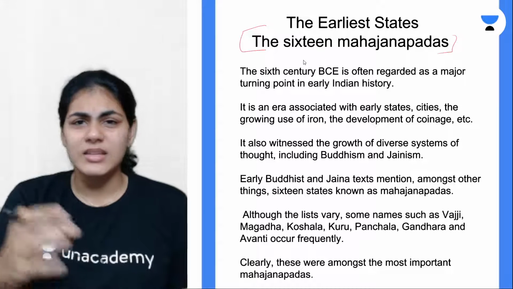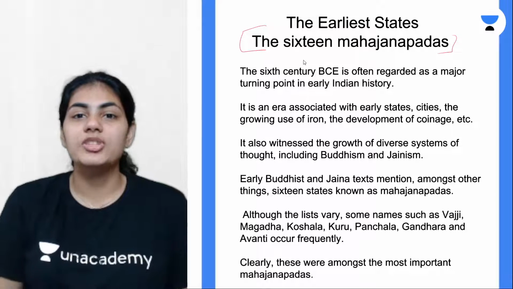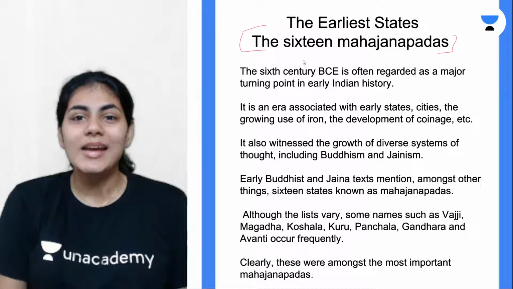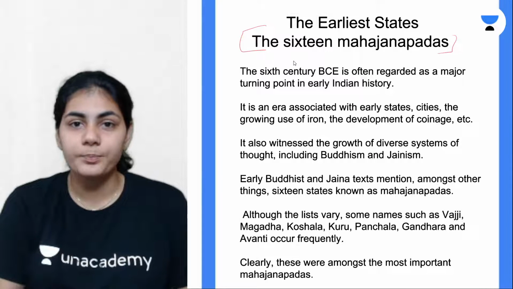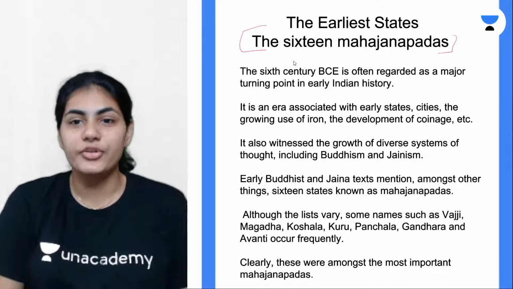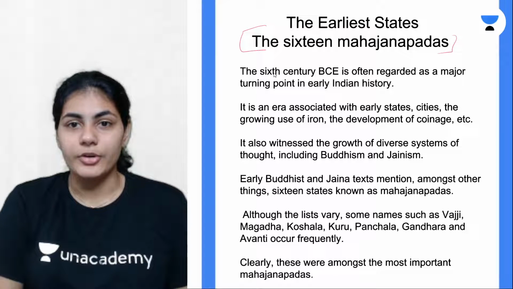So what are Mahajanapadas again? These are nothing but initial empires or initial kingdoms which emerged in the Indian subcontinent, and they were 16 in number throughout the country. There were 16 different kingdoms. Okay, so we'll look at the details of it.